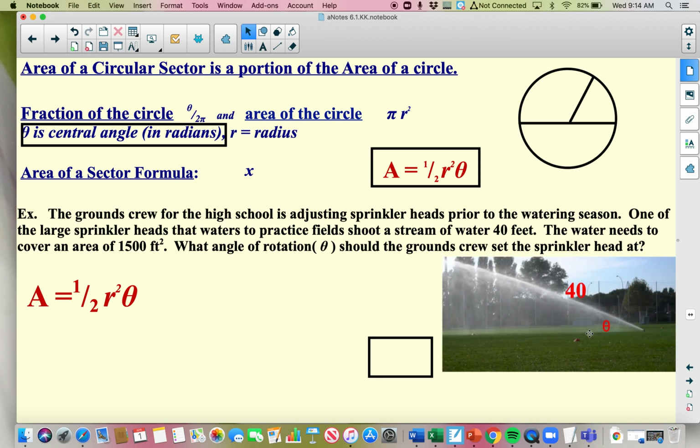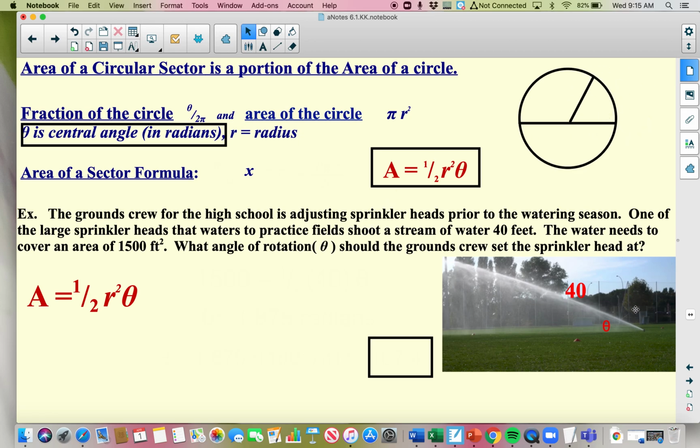Okay, so here's a picture. Here's your field that they're watering, the sprinkler. Okay, so I need to figure out this. What is this angle of rotation so that as this sprinkler moves back and forth and back and forth, it's covering an area, which is going to be a sector area, right? Like if this is your sprinkler here, of 1,500 square feet.